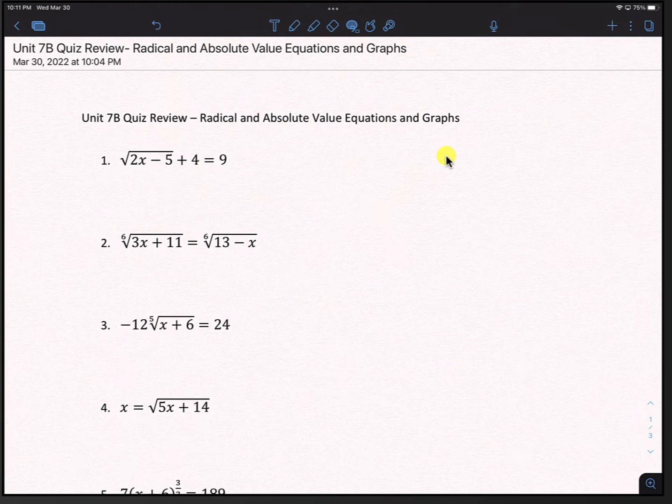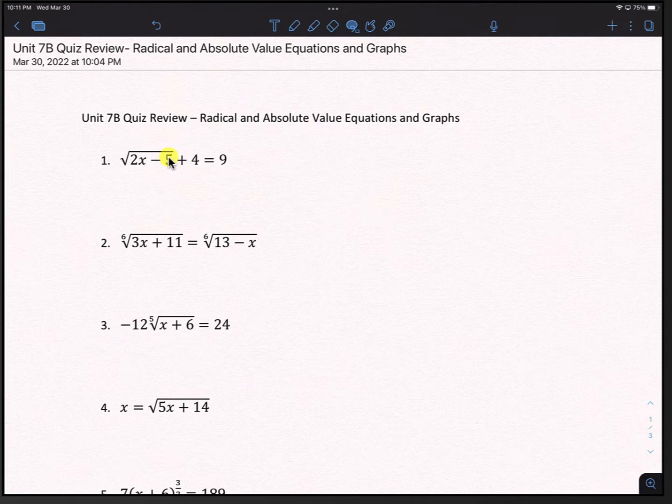This video covers the Unit 7b quiz review, and the topic is radical and absolute value equations and graphs. Let's get started with number 1. We are solving this equation. It's a radical equation, so we need to get the radical by itself.